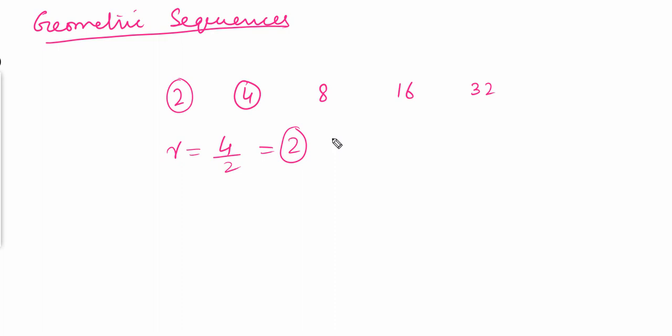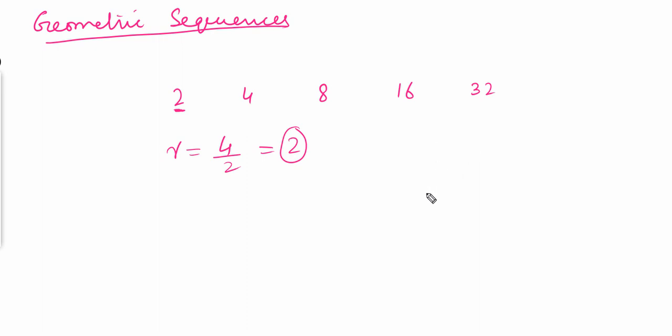So this 2 is the common ratio, which means if we multiply this 2 with 2, we'll get 4. If we multiply 4 with 2, we'll get 8. If we multiply 8 with 2, we'll get 16. If we multiply 16 with 2, we'll get 32. And in a similar manner, this sequence will go on.